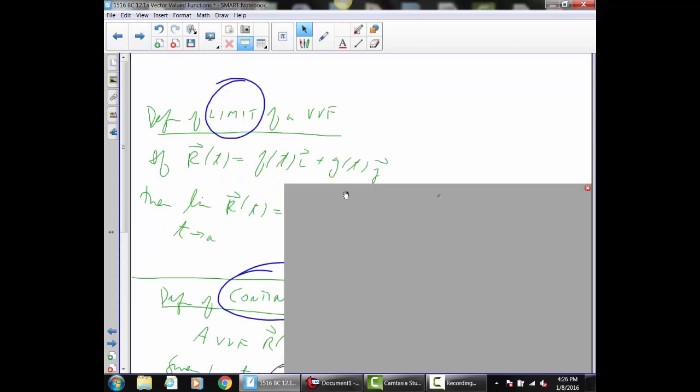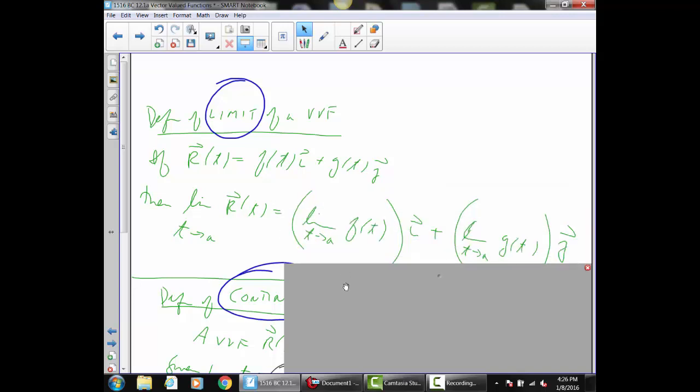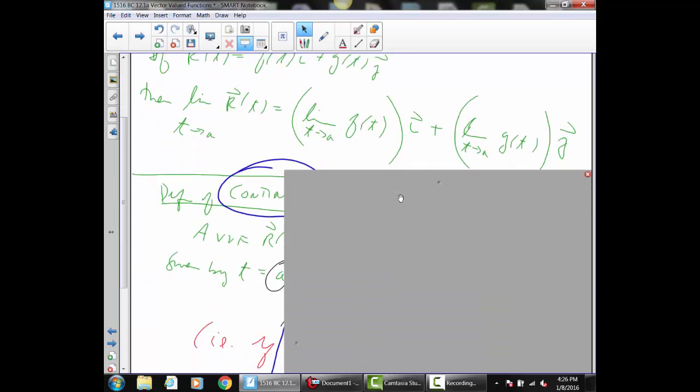The limit of a vector valued function: if r of t equals f of t i plus g of t j, then the limit as t approaches a of r of t is the limit as t approaches a of f of t i plus the limit as t approaches a of g of t j. So it's only the f of t and the g of t that have a function of t. There's no t's in your unit vectors, so it's very simple to do.